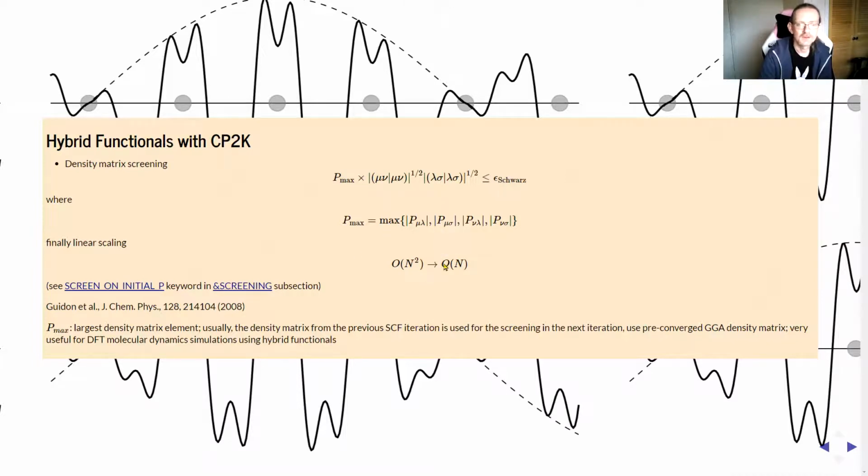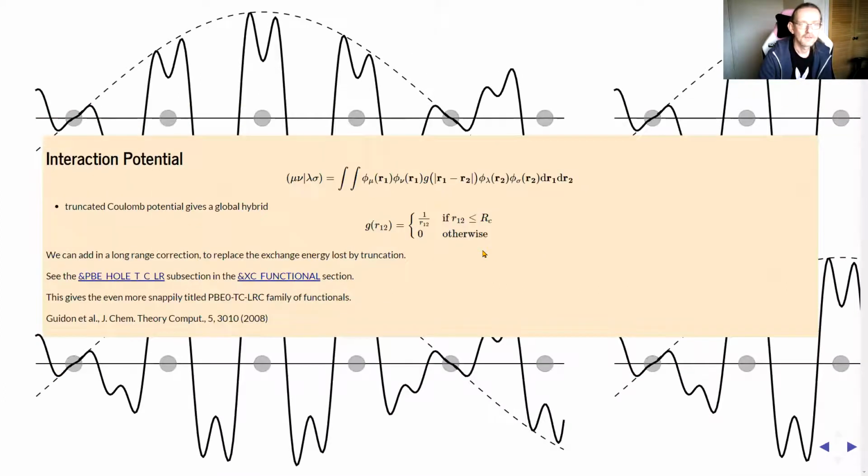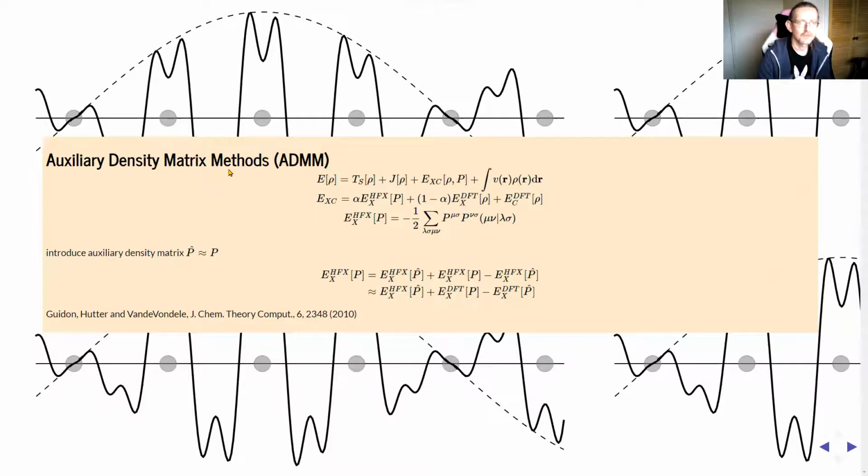Because this behavior is only reached really for quite large systems. And for intermediate level systems, there can be huge numbers of basis functions to calculate. So the trick within CP2K is something called the auxiliary density matrix method.